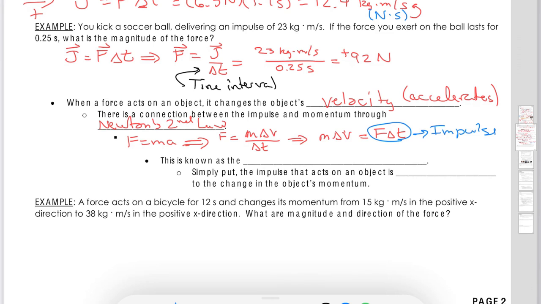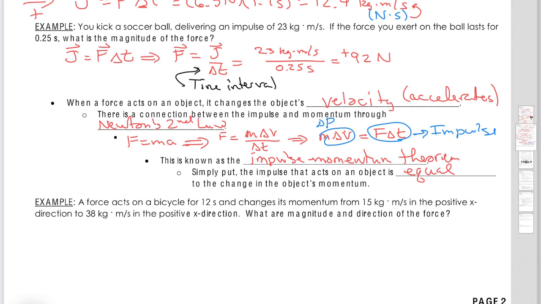Now, you see here we have an m delta v. That's not momentum, but that is change in momentum. All right, and so what we've really derived is something known as the impulse-momentum theorem. This is a very important theorem because it gives us a relationship between impulse and change in momentum or change in velocity. Or you can simply put it by saying the impulse-momentum theorem is defined as the impulse that acts on an object is equal to the change in the object's momentum.